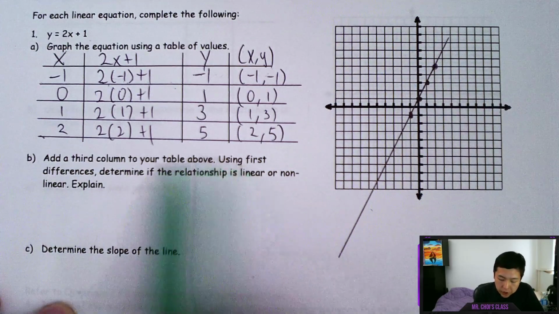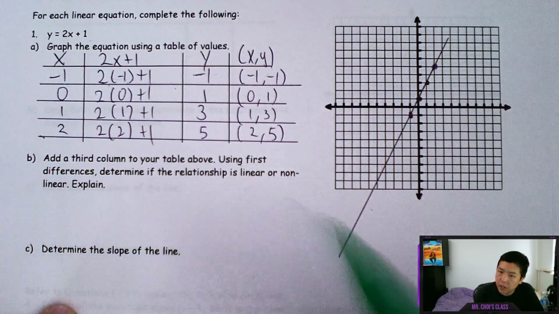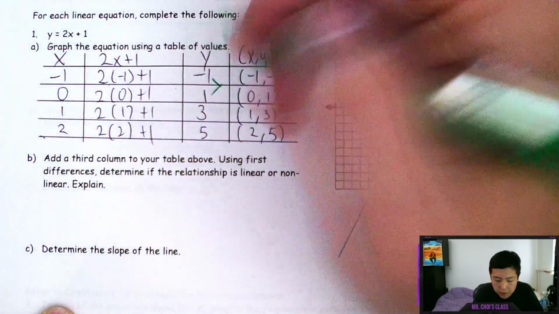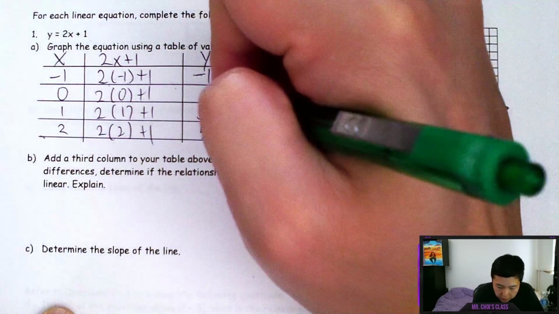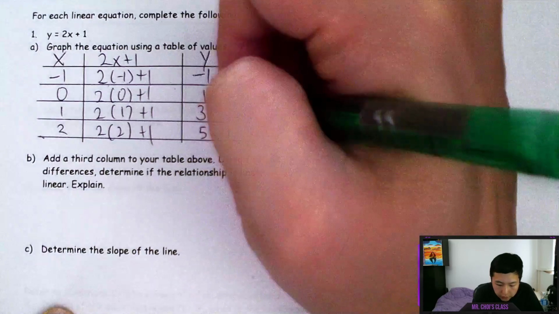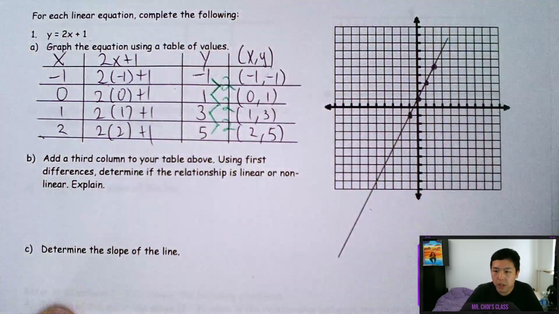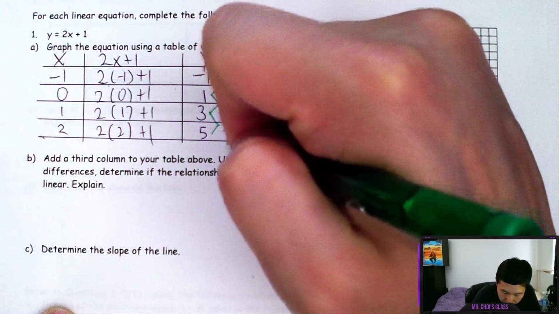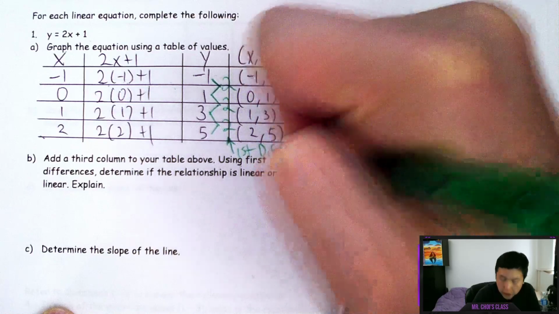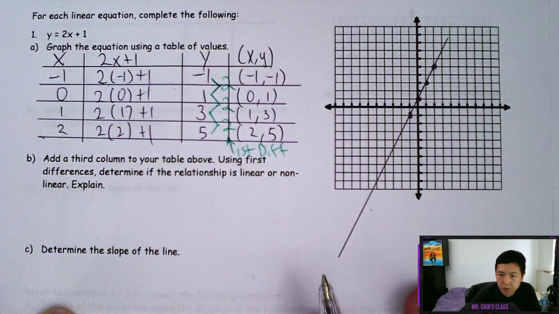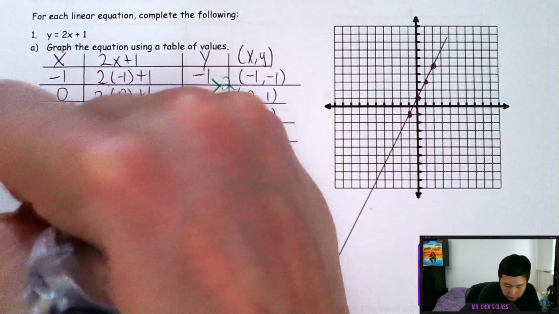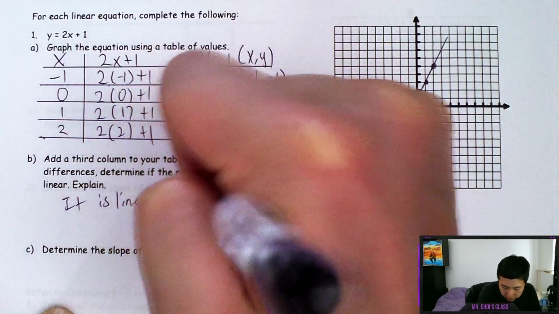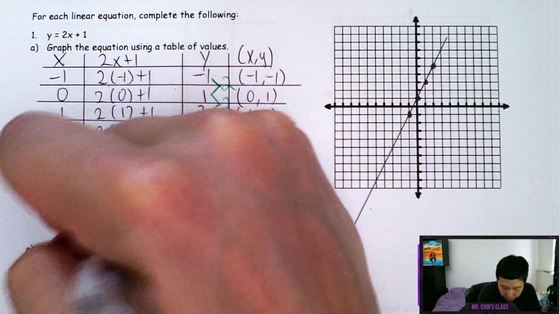It says let's use first differences. Let's get that practice if it's linear or non-linear. So I'm just going to draw using green here. If we do first differences, 1 minus -1 is 2. 3 minus 1 is 2. And 5 minus 3 is 2. So just looking there, these are the first differences in green. So that is all the same. So it is linear because the first differences are the same.